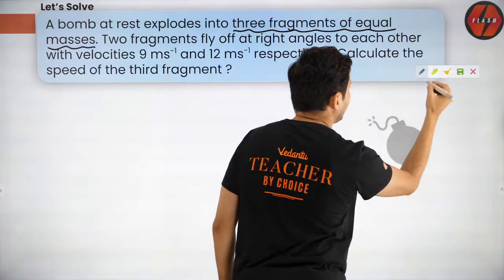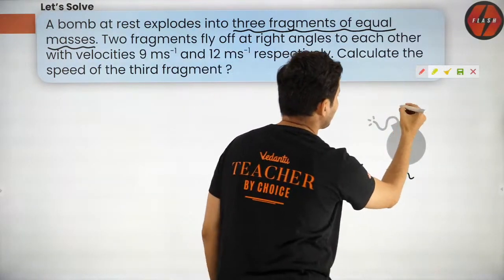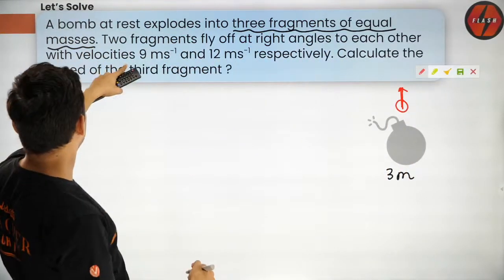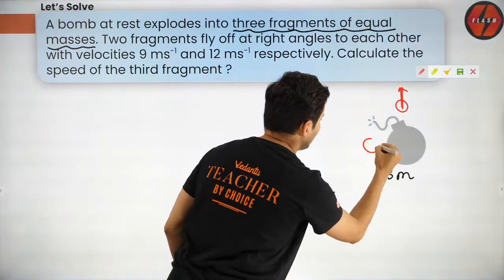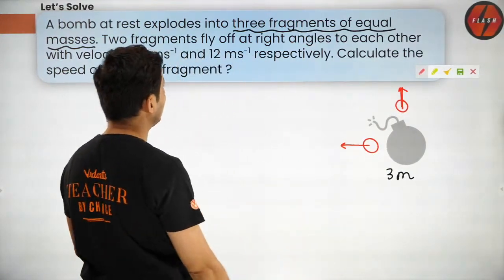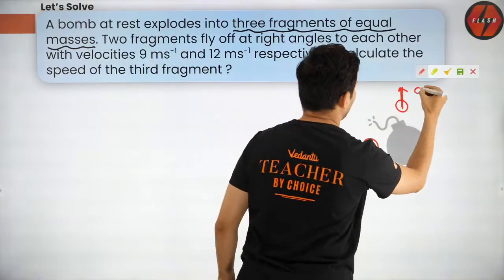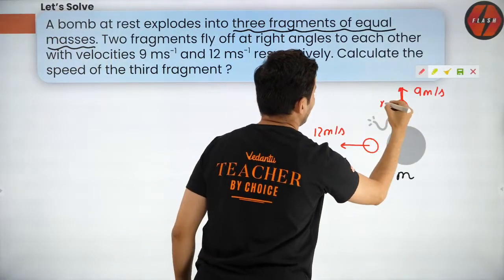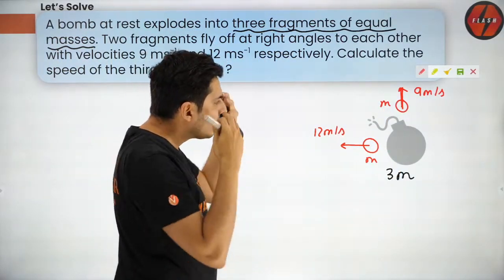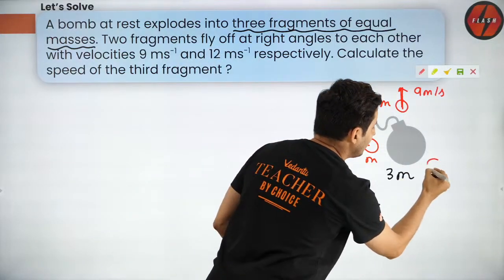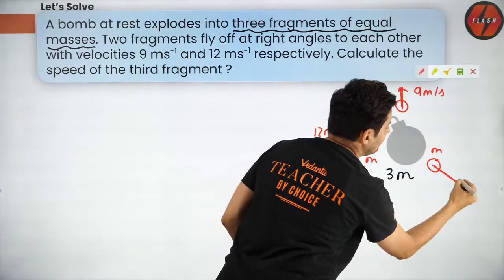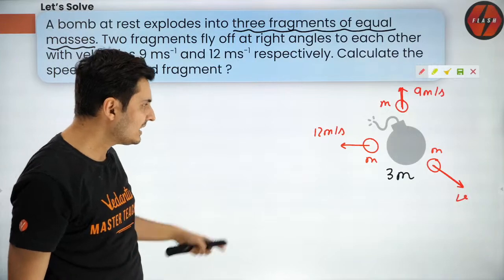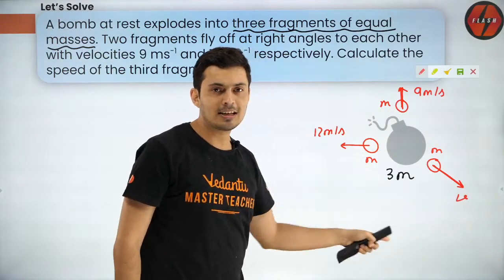Now, after the explosion, I'll draw a new diagram. One part flies here, and it is given that 2 of those fragments fly perpendicular to each other. So let me take these 2 fragments. They are flying perpendicular to each other. What are their speeds? 9 meters per second and 12 meters per second. Their masses are m and m respectively. Logically, you can guess the third mass, m, should naturally fly in this direction, isn't it? I do not know what the velocity is. That's what I will figure out. Is this clear? Everyone? Is this clear?